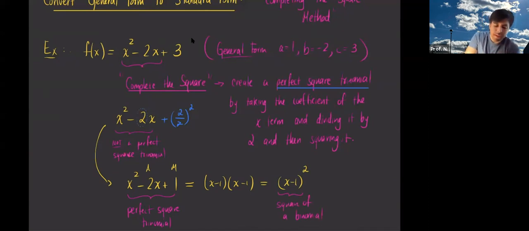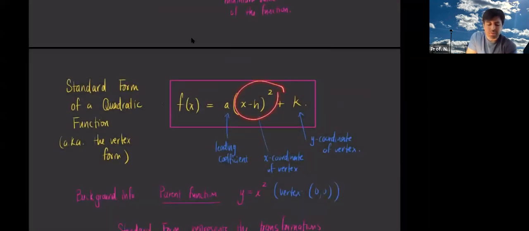So do you see how by completing the square, I'm able to get the x minus h squared term? I'm able to get this term here. Do you guys see that?